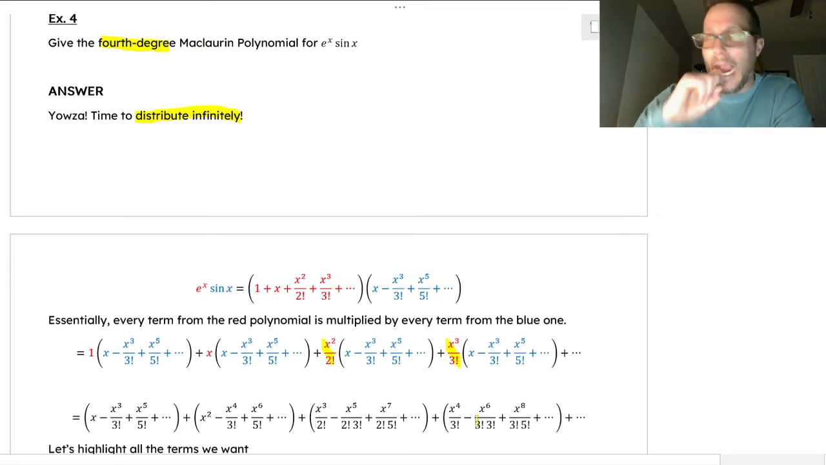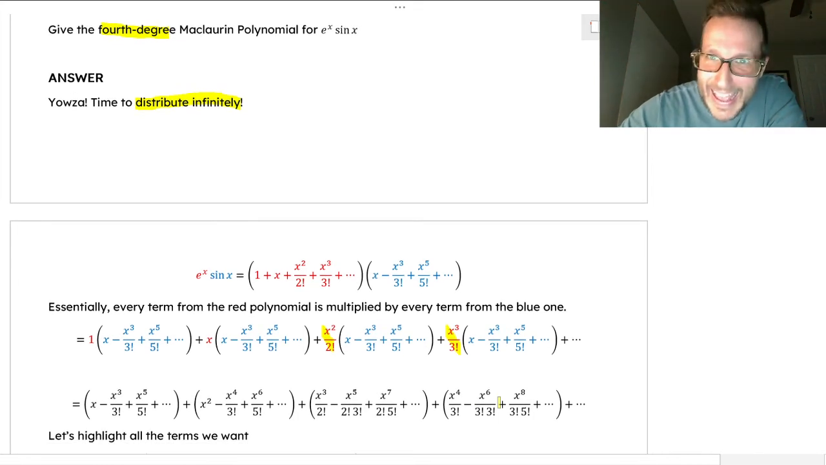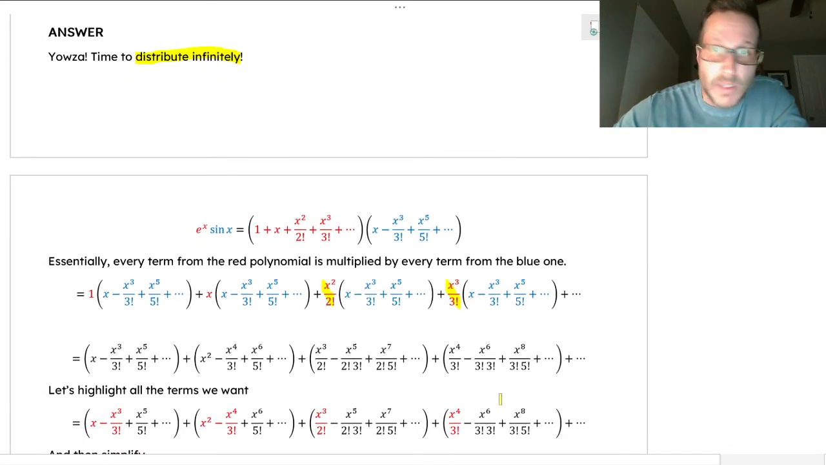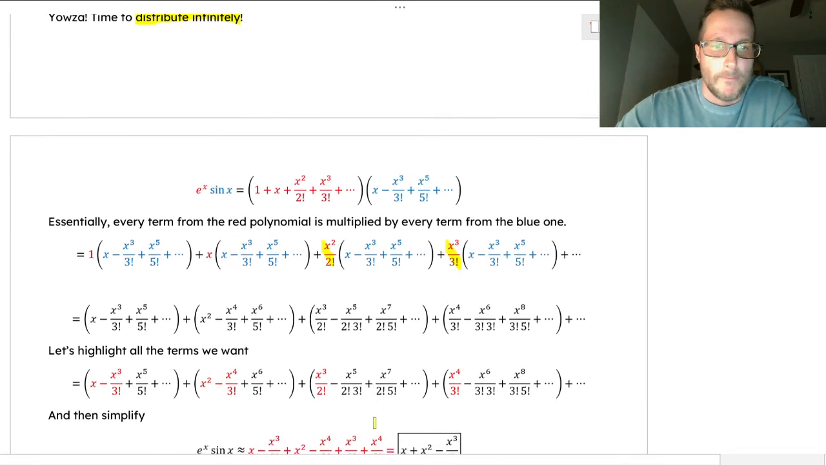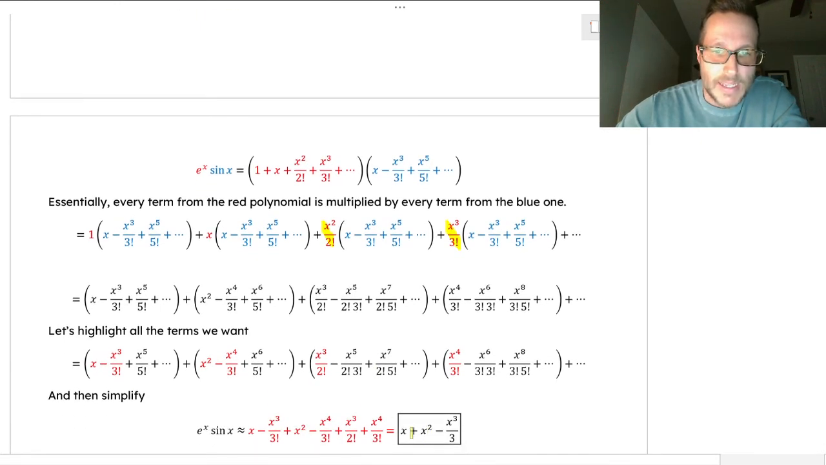So it's just distributing here, just multiplying by 1. That was easy. Just multiplying by x. That was easy. Multiplying by this. Okay, there we go. That's all there. You can pause the video and check it out if you so desire. And then I get to collect like terms. Collecting the like terms that are fourth degree and less, there they are in red. I'm just going to combine the like terms there and get x plus x squared minus x cubed over 3. The fourth degree terms end up being 0. There is no fourth degree term.